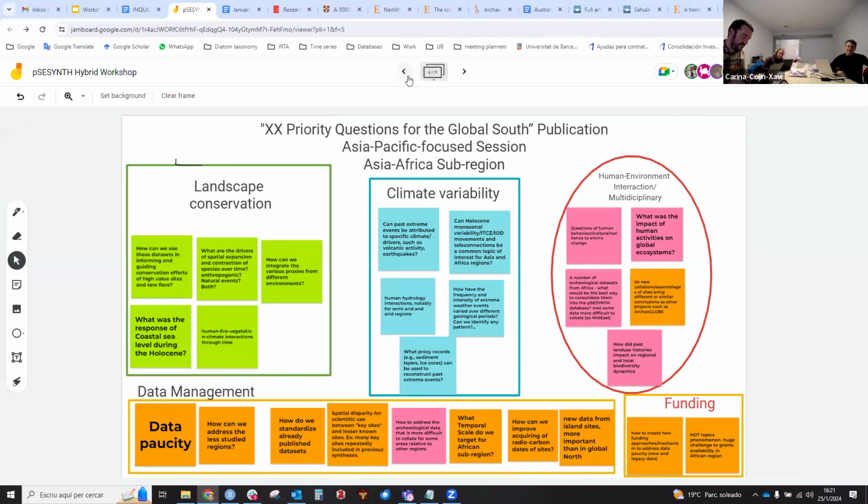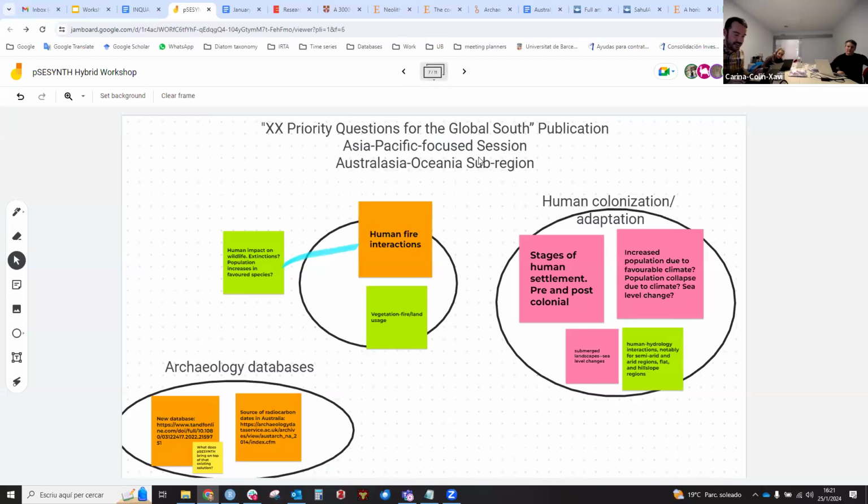And yeah, basically, there's not much to add from the Pacific Island, Australasia, Oceania subregion.